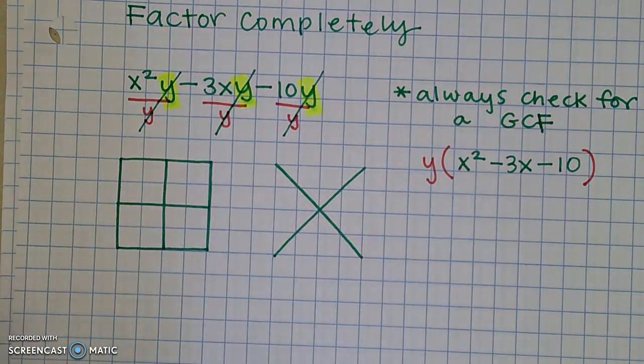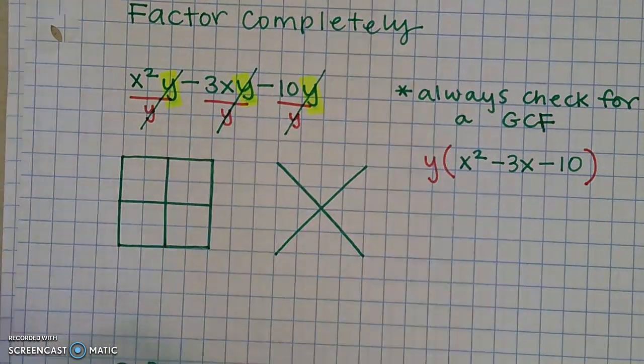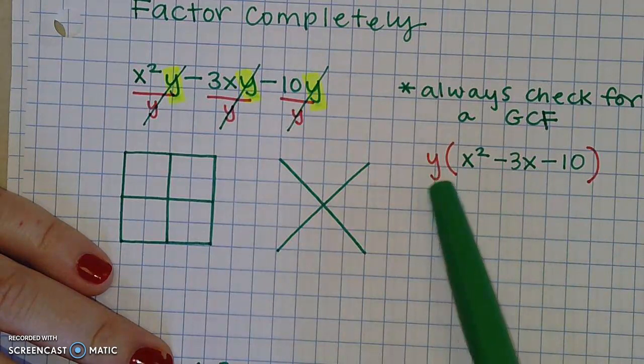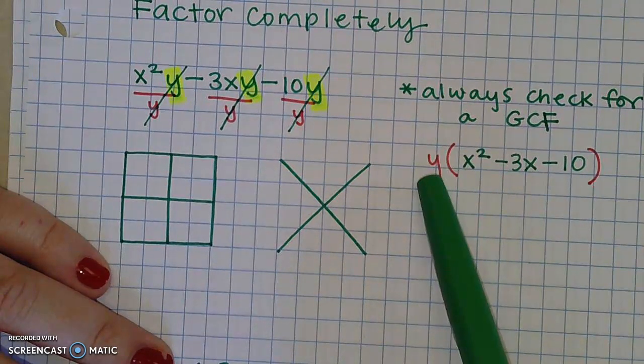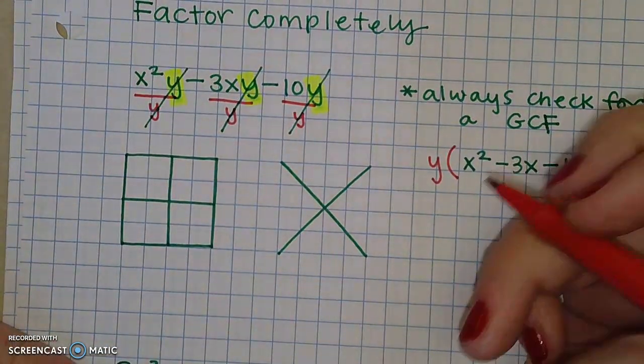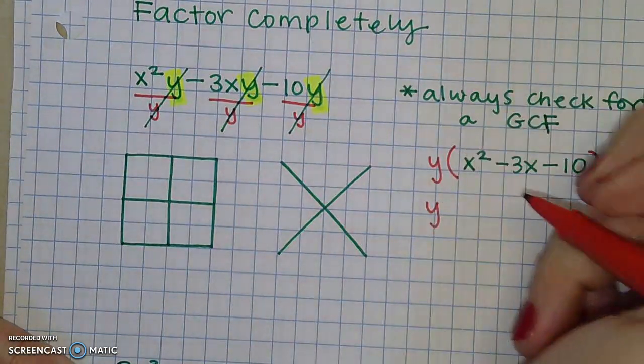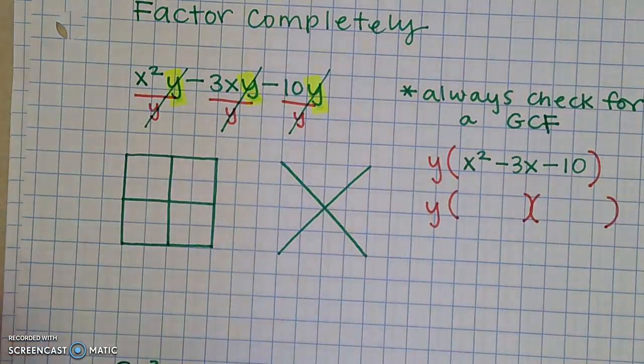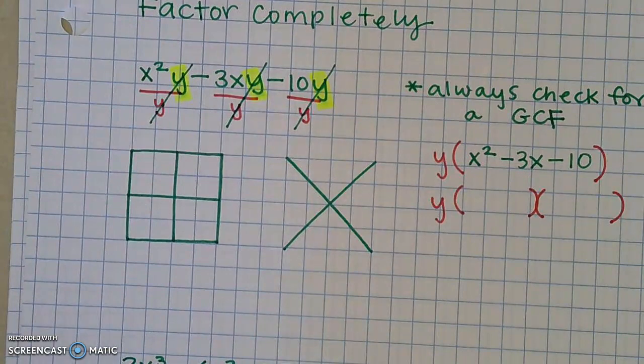And so as I continue to factor, I will be working with this new expression, the one that's in the parentheses after taking the GCF out, taking the y out. When I write my final answer, I will have y in the front, and I will have my two parentheses, which will be my factored expressions. So let's go ahead and figure out what those are.